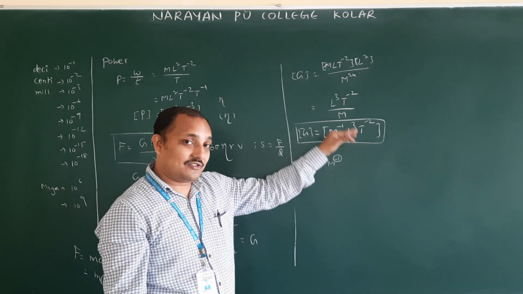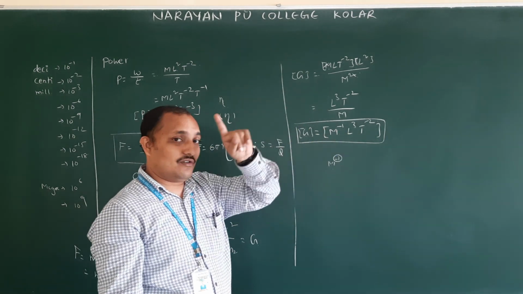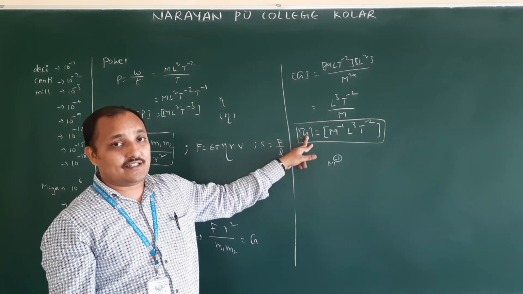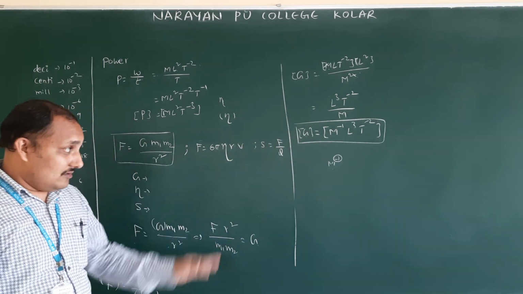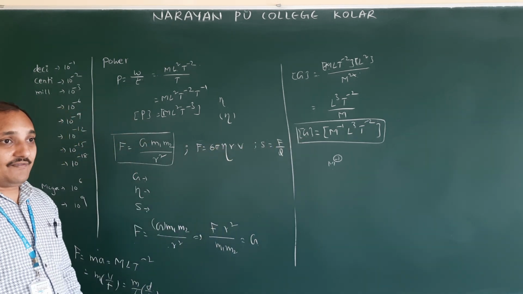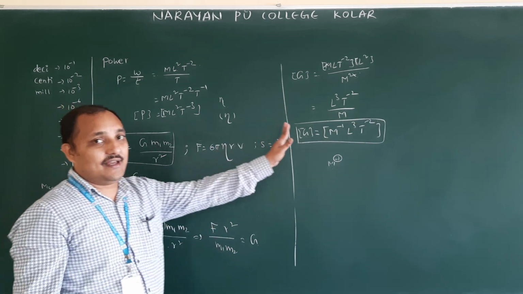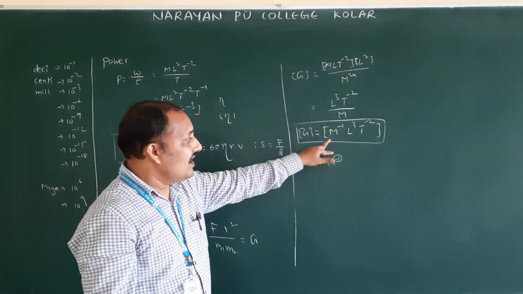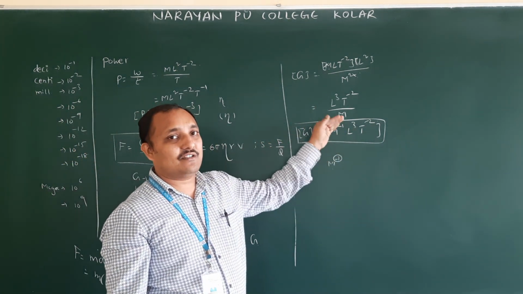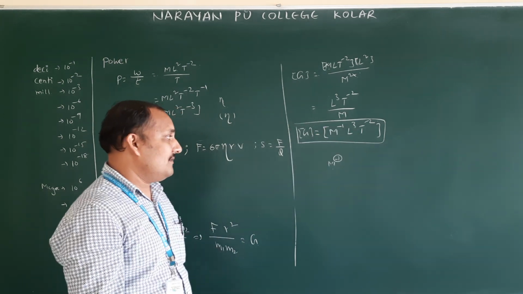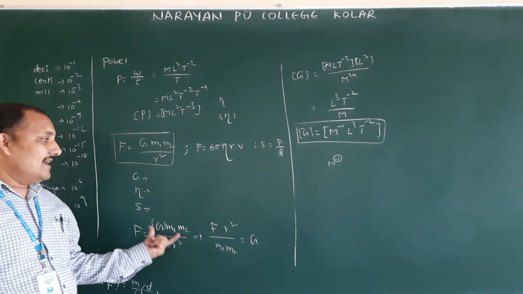In time and length you will get so many, but in mass, one and only physical quantity is the gravitational constant. So that is the dimension formula for gravitational constant. If they ask you to write the dimension formula for gravitational constant, and if you remember it, directly write M power minus 1 L cube T power minus 2. If you forgot, you have to derive it from this equation.